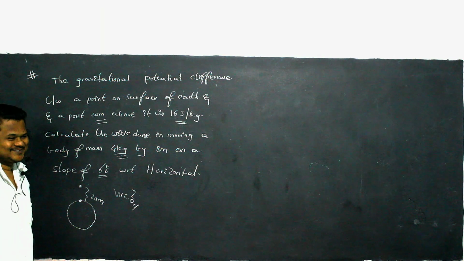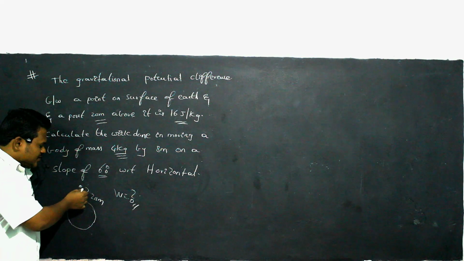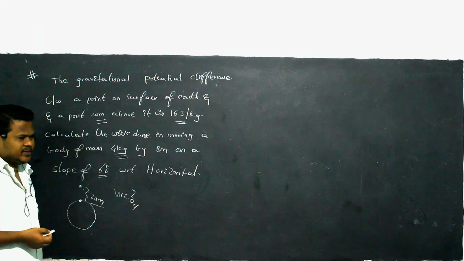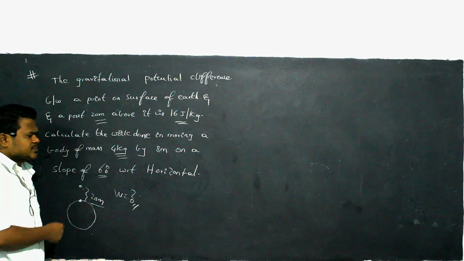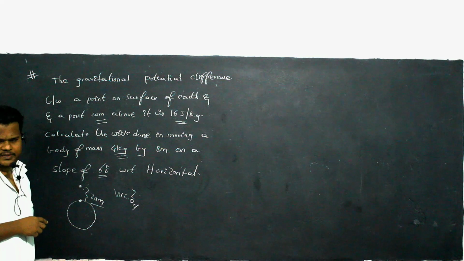Have you understood anything? Okay. The potential difference between these 2 points is given. And what is the distance between these 2 points? 20 meters. Clear? Now I want to take a 4 kg body in this path. Then how much work do I have to do? That is the question. Clear?